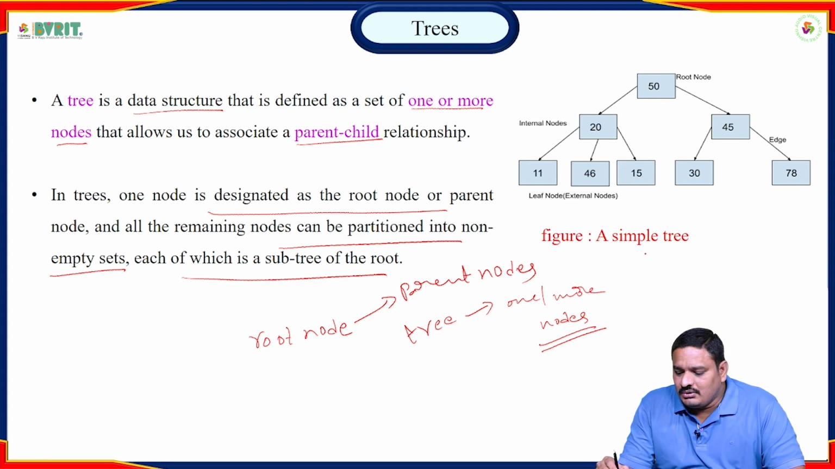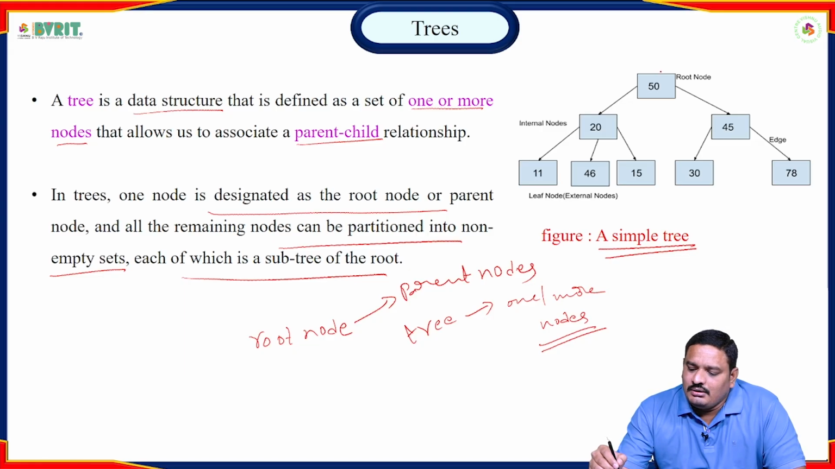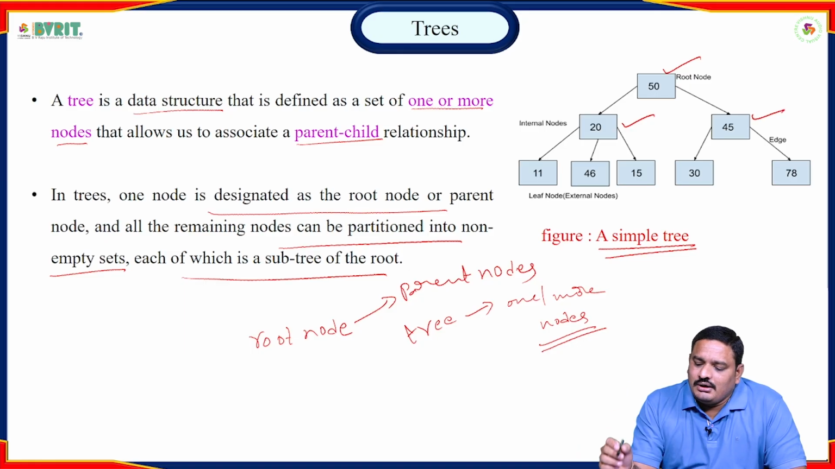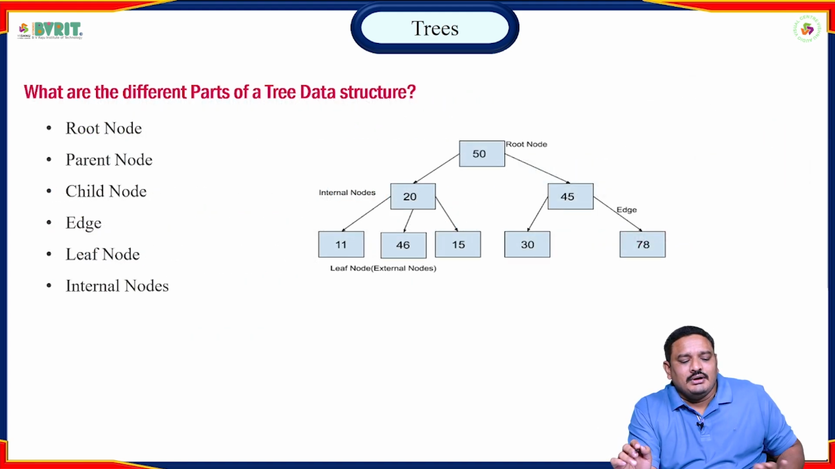See this example. This is a simple tree. In this tree, 50 is the root node, 20 is a child node, and 45 is another child node. Here 50 is the root node, and 20 and 45 are also known as internal nodes. These nodes are connected by using edges. That is the definition of the tree.